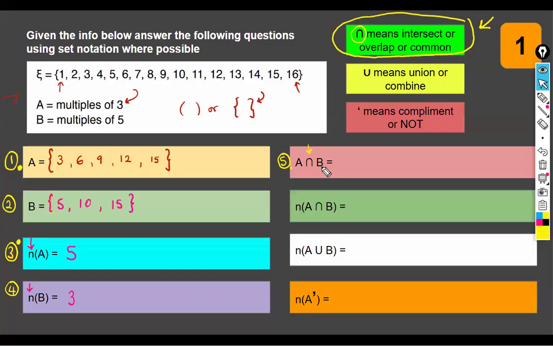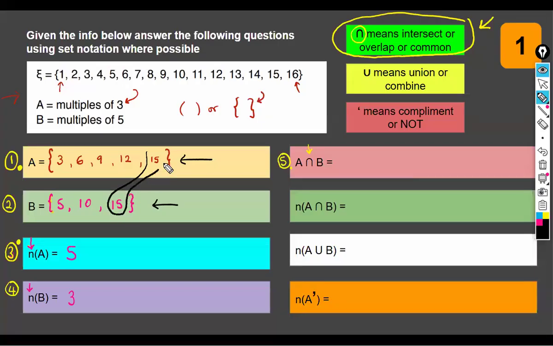A intersect B. What do A and B have in common? Well, remember, we have A over here and we have B. What's common between A and B? Well, the only common thing is what?